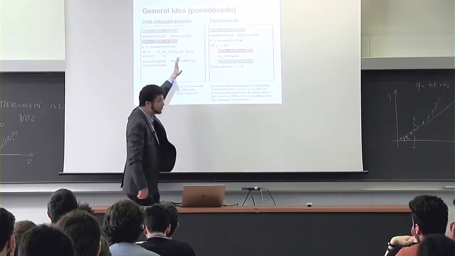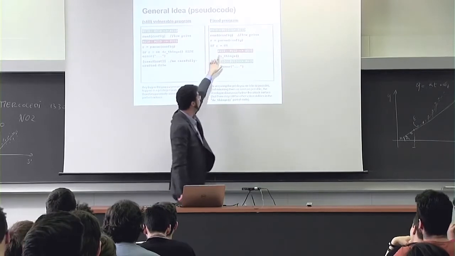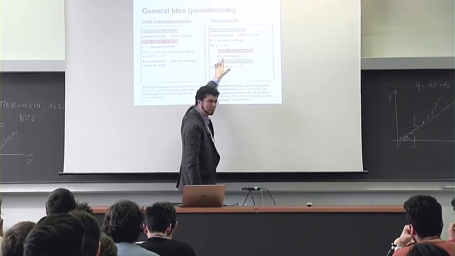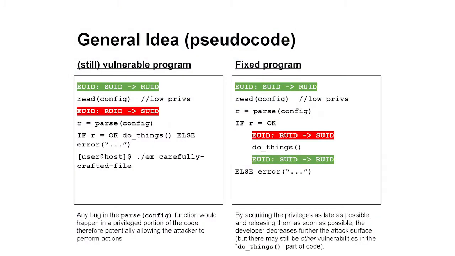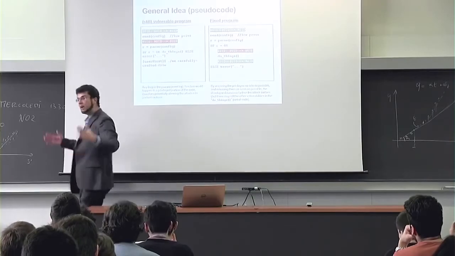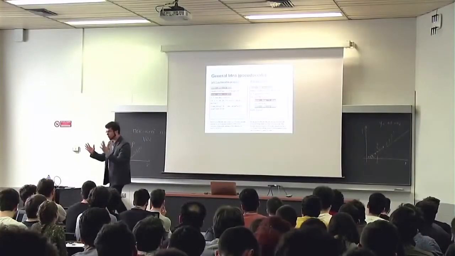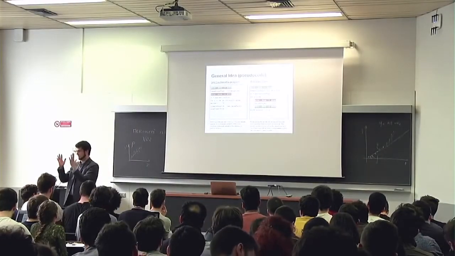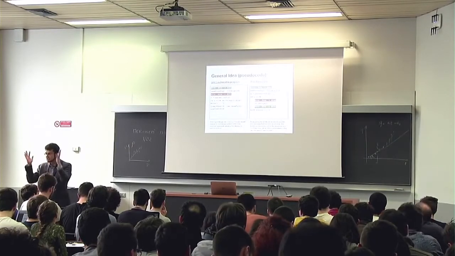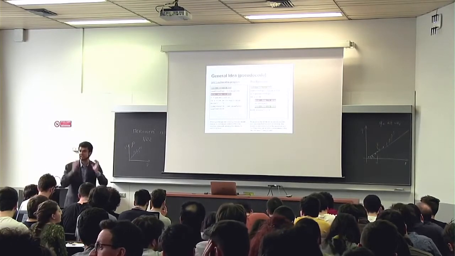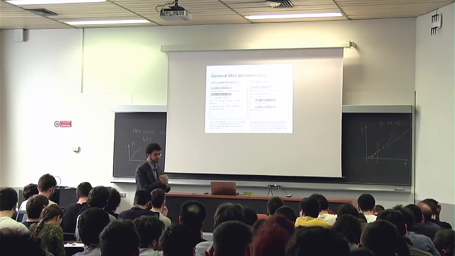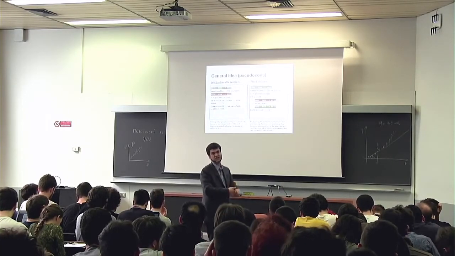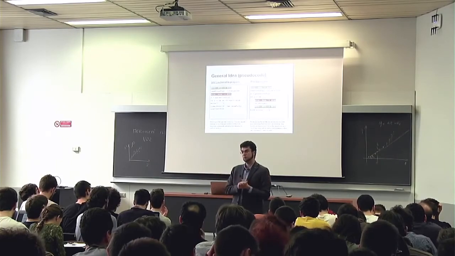If instead we do the things the right way, so we acquire the privileges immediately before doing things, and we drop them immediately after doing things, what are we doing? We are decreasing the so-called attack surface of the system. We are decreasing the parts of the system that can break everything. Okay? Is this clear enough? It's just an example, just pseudocode.